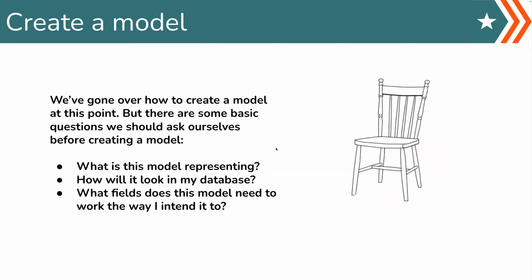So we've learned how to create a model. We've done some review of it. So we're all refreshed and we have our heads in Django land. There's a couple things that you want to be thinking about as you build Django apps and start making more and more design decisions. What does this model represent? How does it end up in my database? How do the fields get turned into columns? What fields does the model need to work the way I want it to?